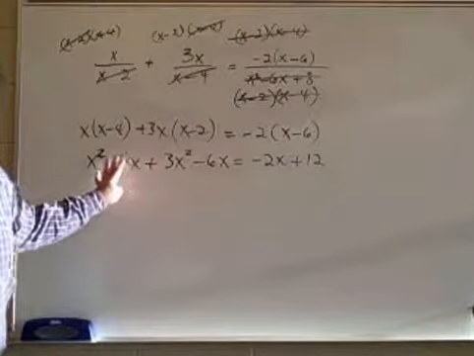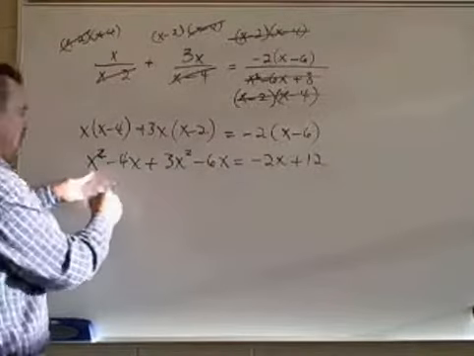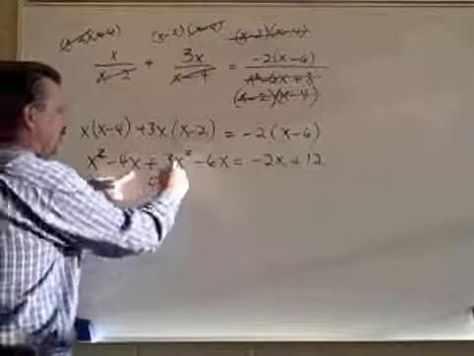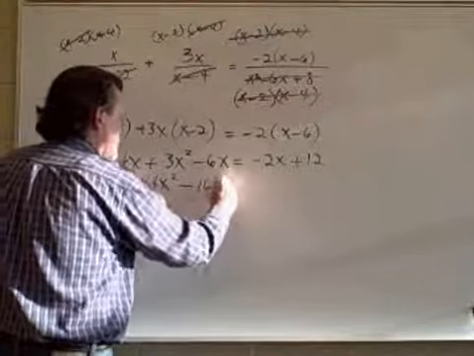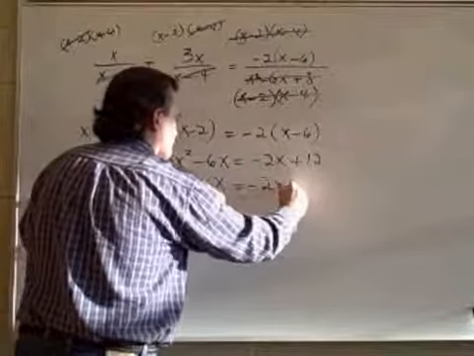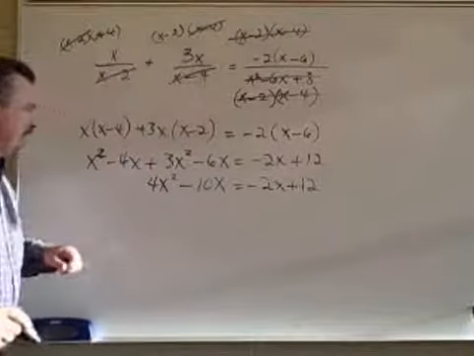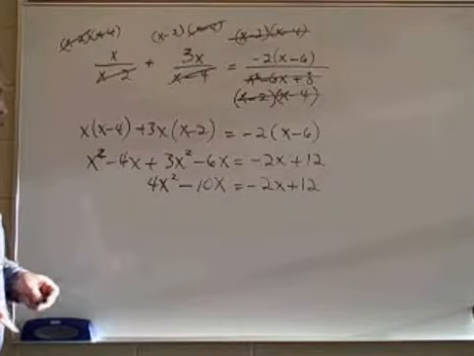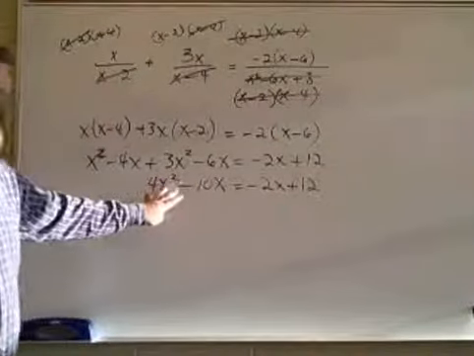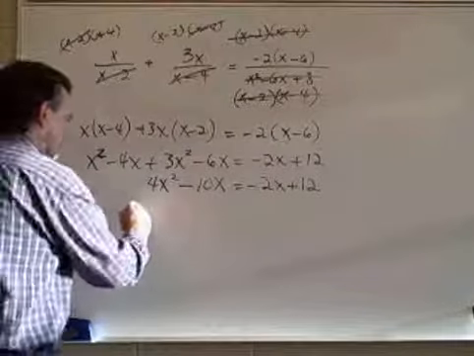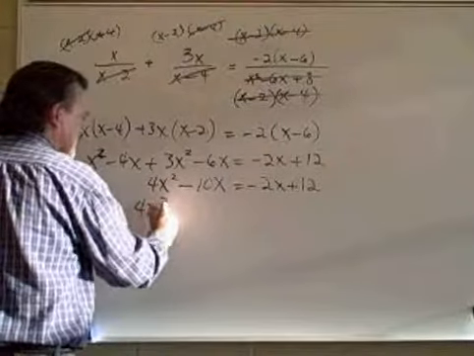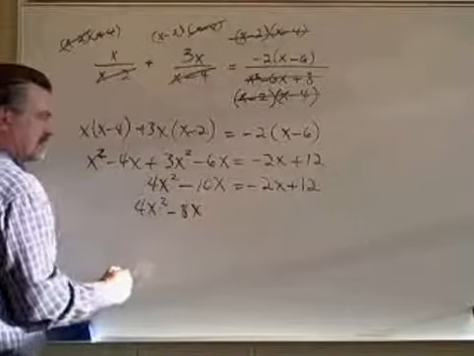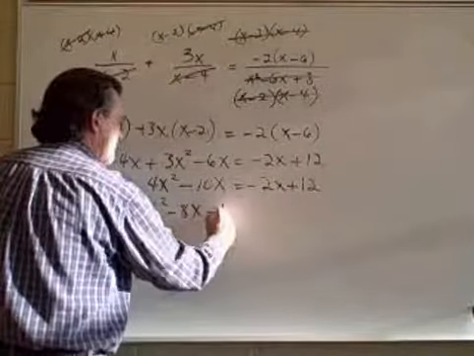Let's combine the like terms that are here on the left side. X squared plus 3x squared, that's 4x squared, minus 4x minus 6x more, that's minus 10x. And it appears we have a quadratic equation, doesn't it? Let's bring these two terms over and put it in standard form. So we'll have 4x squared. If we add 2x, isn't that going to give us then negative 8x? And we'd have to subtract 12.